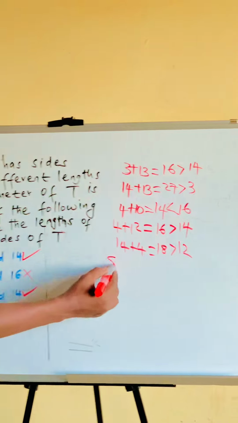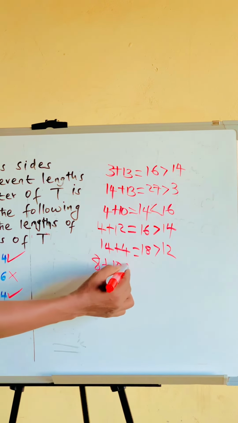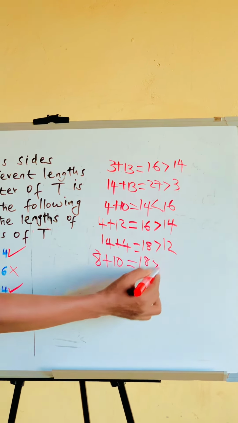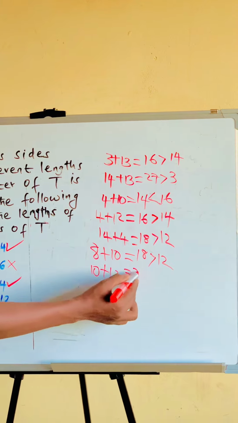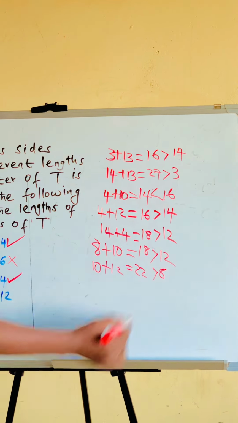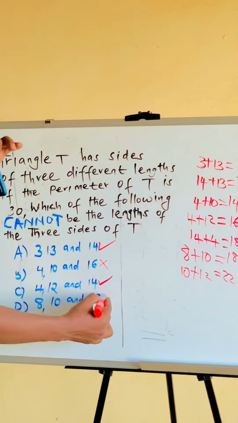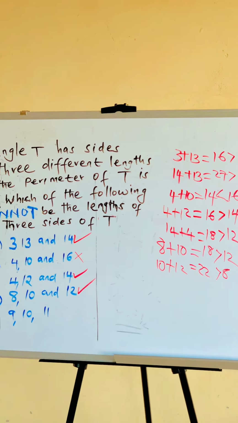Answer choice D, the side 8 and the side 10 added together is 18, which is greater than 12. Also, the side 10 and the side 12 added together is 22, which is greater than 8. Therefore, it again meets the triangle inequality theorem.